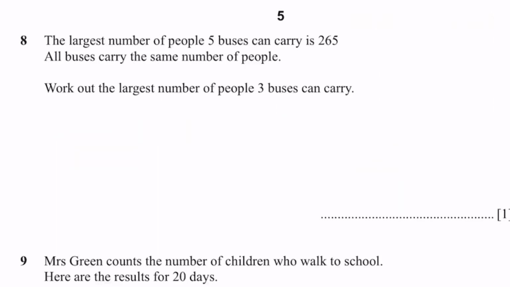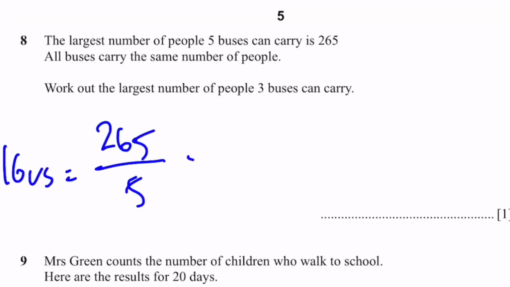Question 8. The largest number of people 5 buses can carry is 265. All buses carry the same number of people. Work out the largest number of people 3 buses can carry. That's equal to 265 by 5 for one bus. And we can use that and find the answer as 53 per bus.